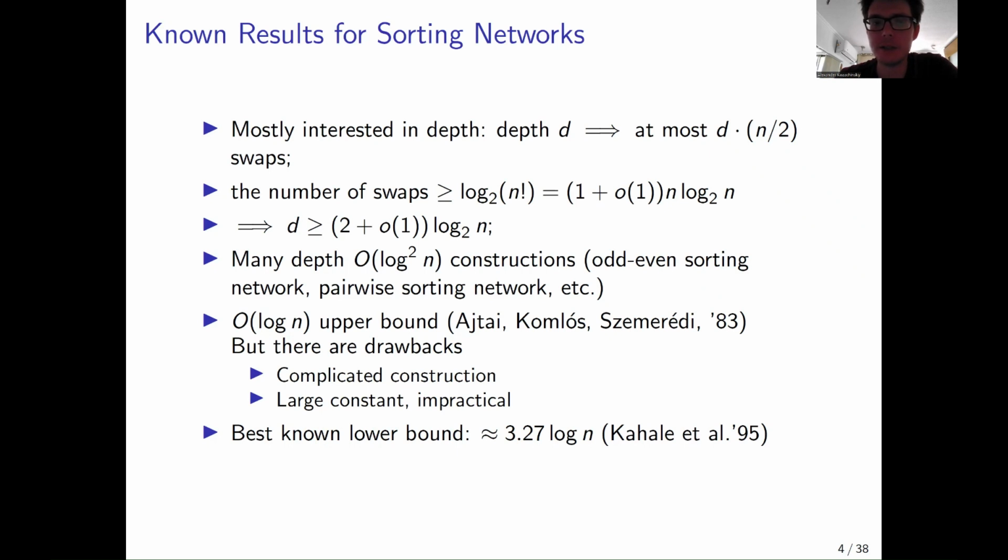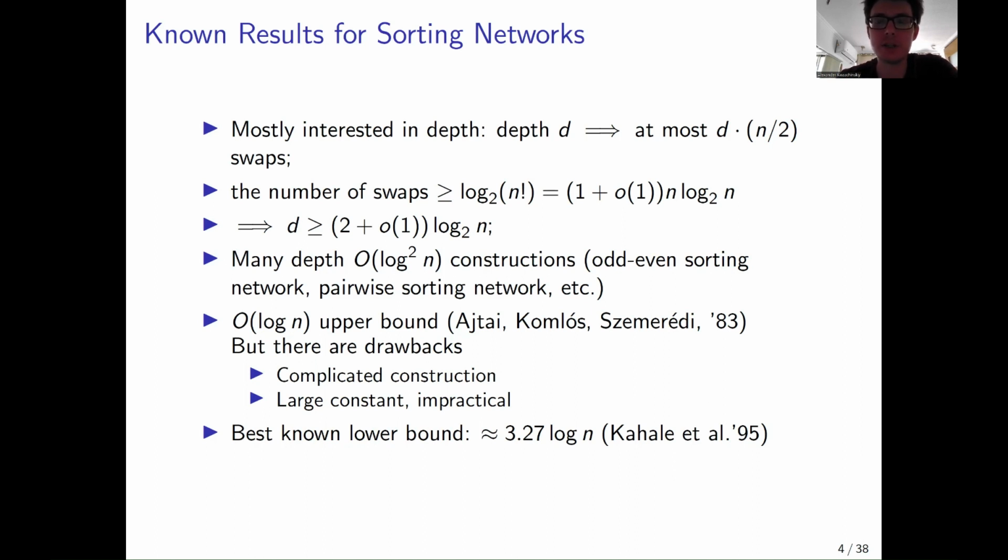And this automatically means that the depth should be at least logarithmic in the number of integers you want to sort. Most specifically, it has to be at least 2 binary log of n, more or less, well, (2 + o(1)) binary log of n. On the other hand, if we had a construction where d is logarithmic in n, this would be a construction where the number of swaps is also asymptotically optimal.